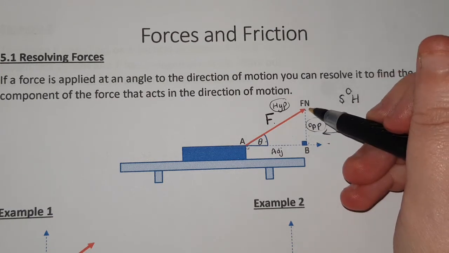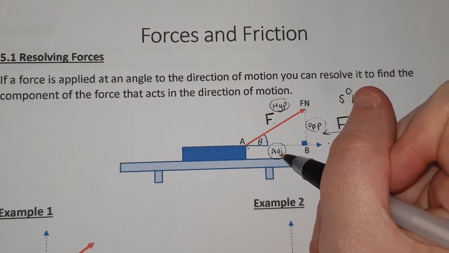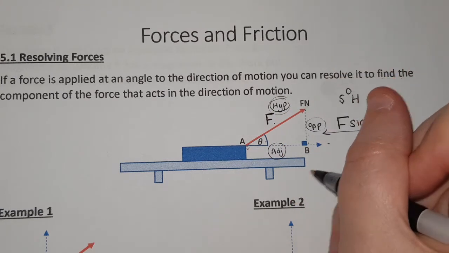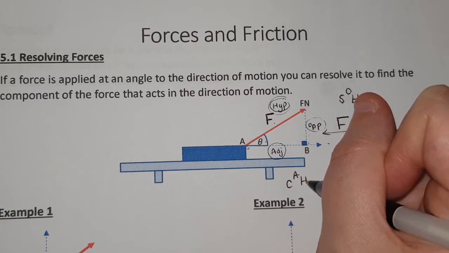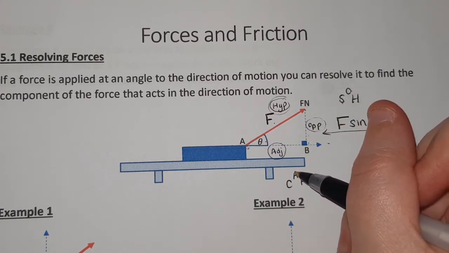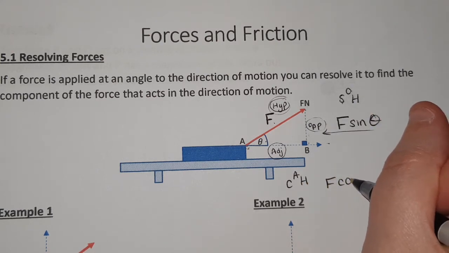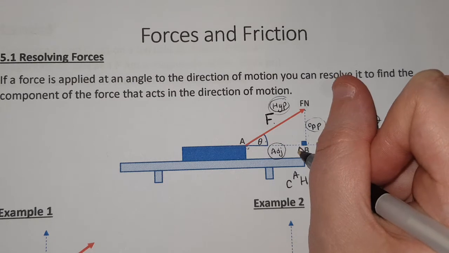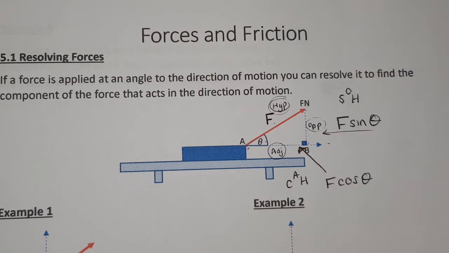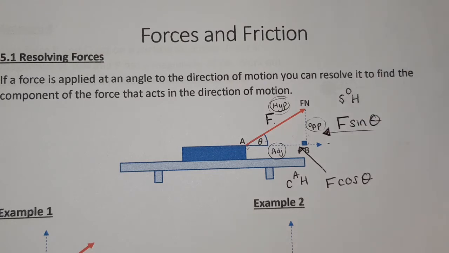If I then looked instead at this side, I'd have adjacent and hypotenuse. That's the CAH part of SOHCAHTOA, in which case you're doing a cos one. Because you're looking for adjacent, you're doing cos of the angle times the hypotenuse. So you get F cos theta as my horizontal component of my force, which is much easier than messing about with angles to get everything in terms of cos.